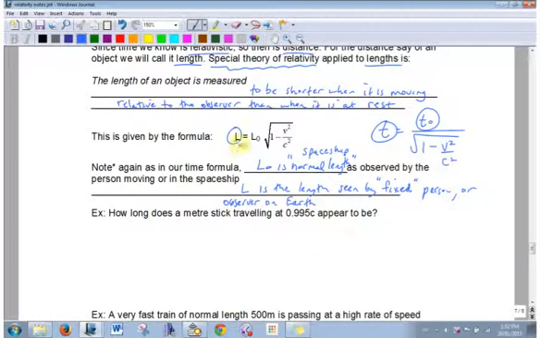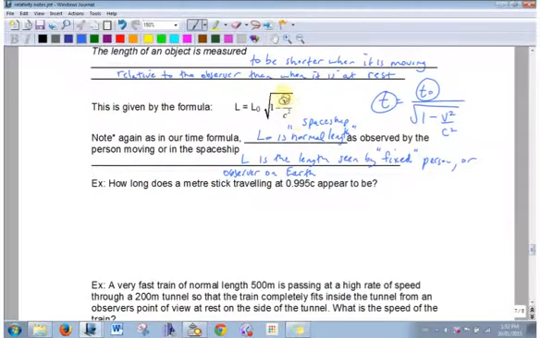So, example, there's our formula. Got to know how to use it. There's 3 variables there. Again, I'm actually going to do one where I'm going to solve for v here, okay? How long is a meter stick traveling at 0.995 times the speed of light appear to be? Well, according to you, on the spacecraft, it's a meter. The speed is 0.995 c squared over c squared. And that's how we want it, right?